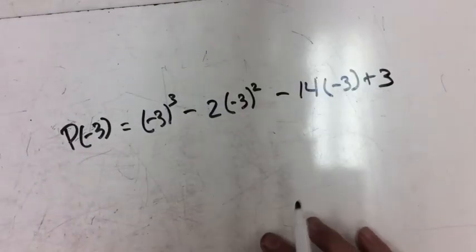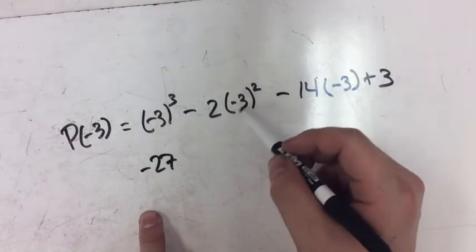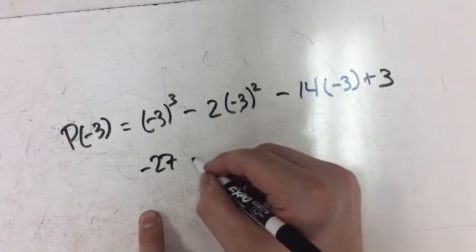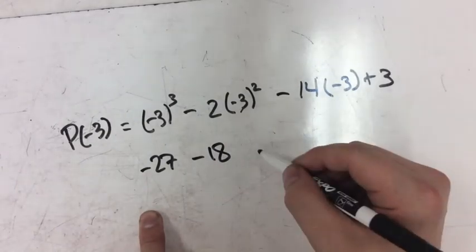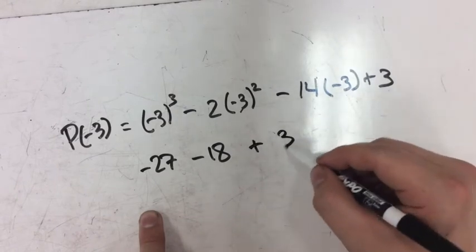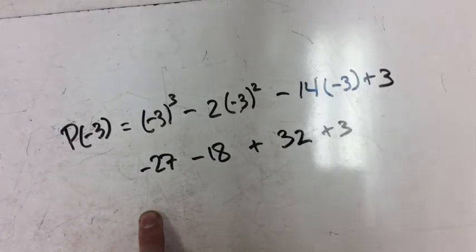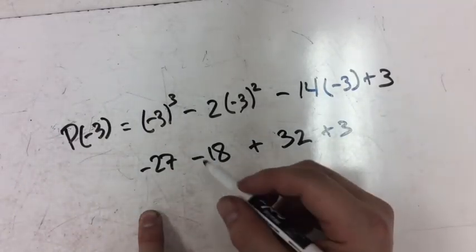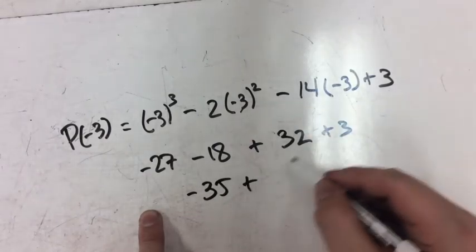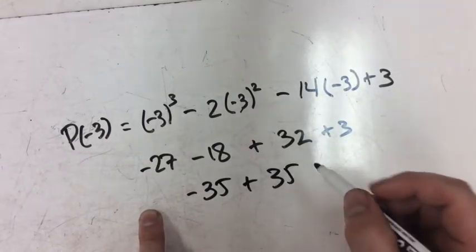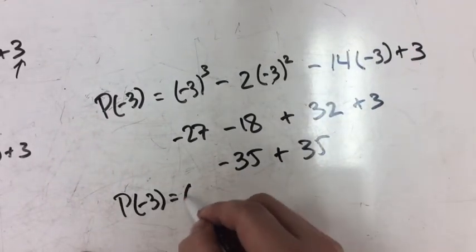There it is. Negative 3 cubed will give you negative 27. This will give you positive 9. This will be minus 18. This will be plus 42 plus 3. 27 minus 18 is nice enough to come to negative 35. 42 plus 3 is positive 35. Look, we found what we wanted. P of negative 3 equals 0.